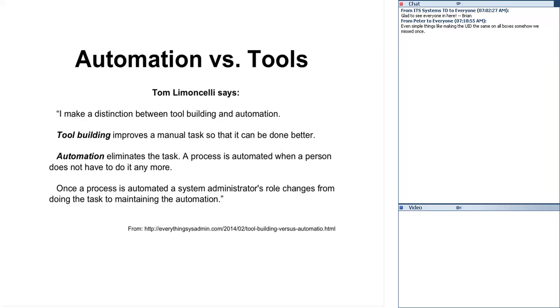This is Tom Limoncelli, he is a very famous and good system administrator. He writes a lot and speaks a lot. And one of the things he said recently is that there's a clear distinction between tools and automation. Automation will eliminate a task so that a person no longer has to do it, and a tool is something that improves a manual task so that it can be done better or maybe faster. And some of these next slides show, I think, that there's an evolution from doing it by hand to automation. So you can't always jump right into automation.